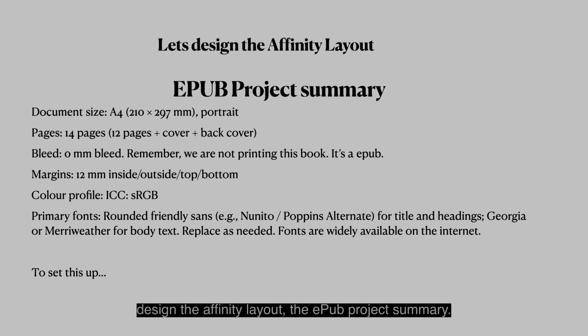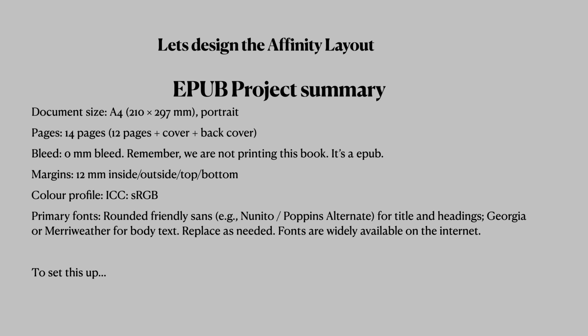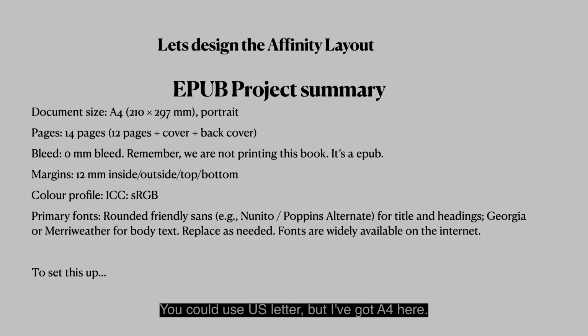Now let's design the Affinity Layout, the ePub project summary. The document size is A4. You could use US letter, but I've got A4 here. It's the same type of thing. Pages: 14 pages, 12 pages plus cover plus back cover. You can always put in those extra 2. You've got 12 panels plus a cover plus a back cover. There's no bleed, 0mm bleed. Remember, we're not printing this book, it's an EPUB, so you don't need to worry about bleed.